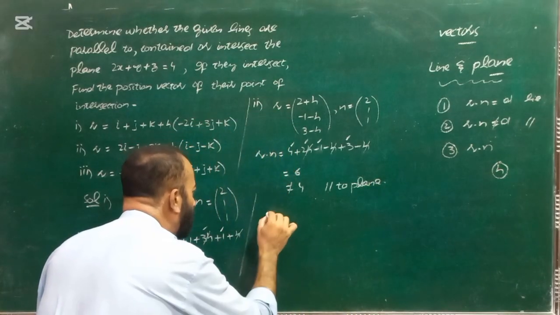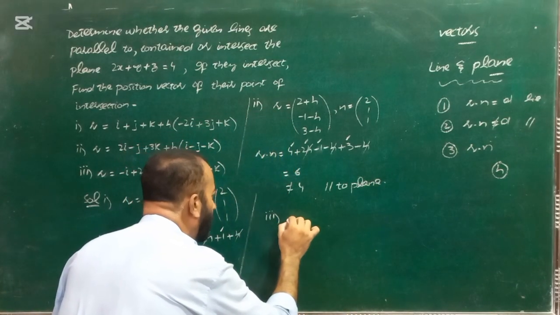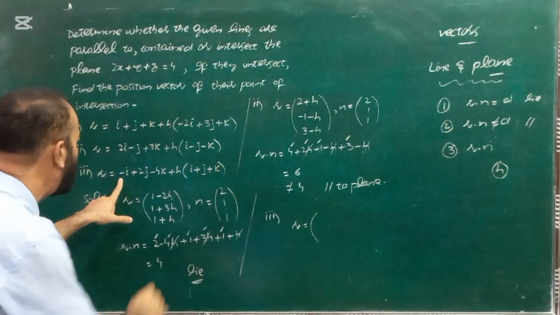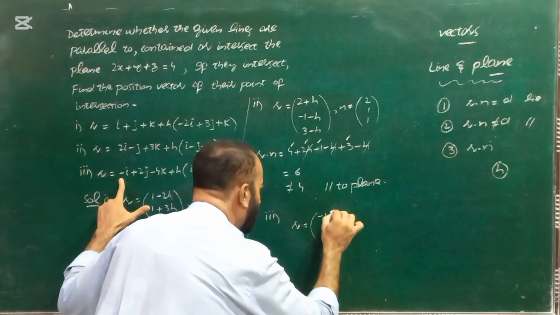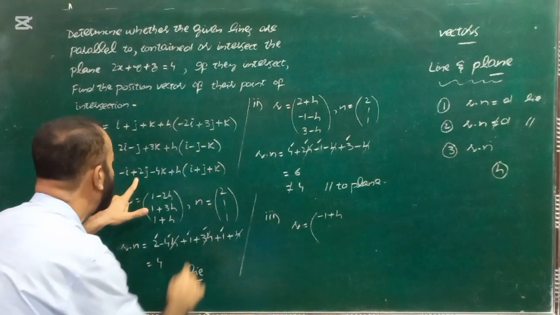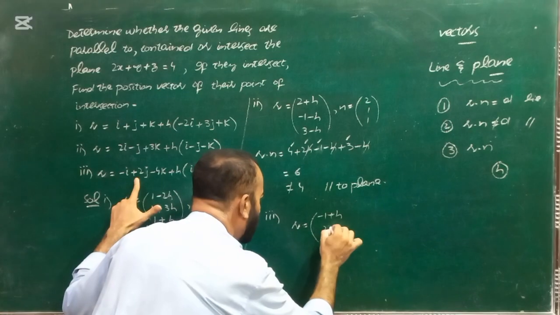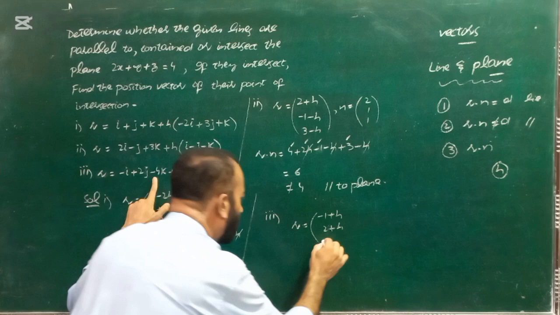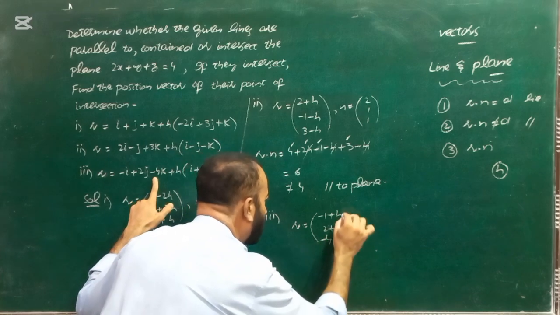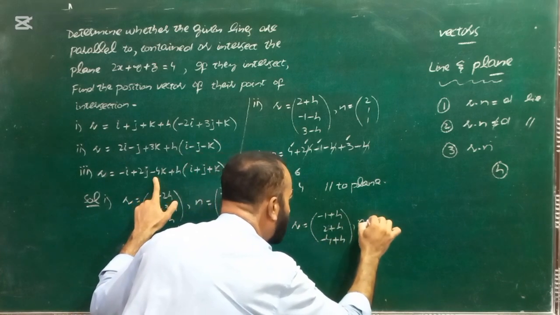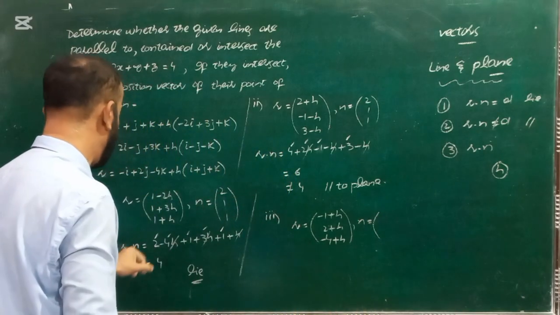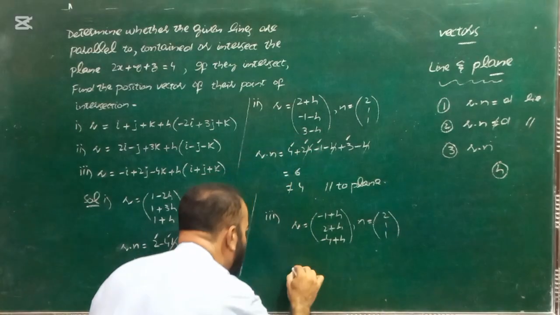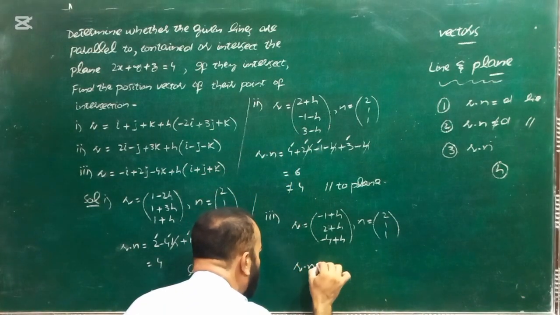And next we are going to do the third part. In this part, r is minus 1 plus lambda, then 2 plus lambda, and finally minus 4 plus lambda. And n is still the same, that is 2 1 1. So we are going to find r dot n now.